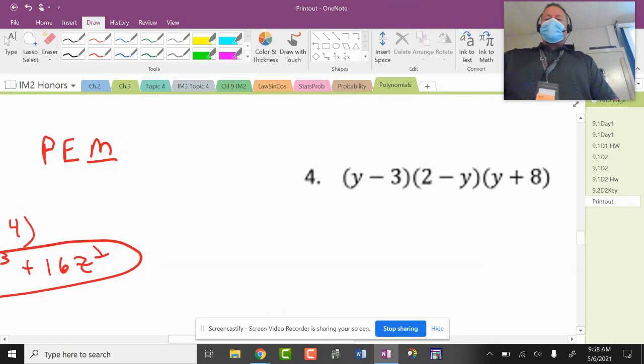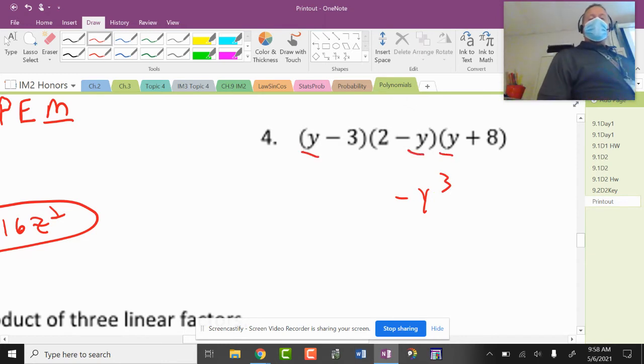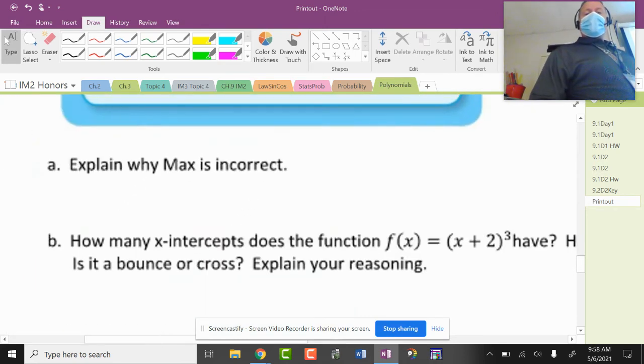I'm not doing that one. But do understand that this would end up being negative y to the third. You know, if you had to figure out how this would graph real quick from previous notes, that would eventually occur. All right, and then this is a big error.